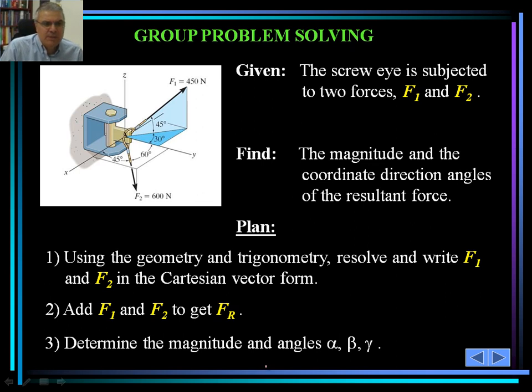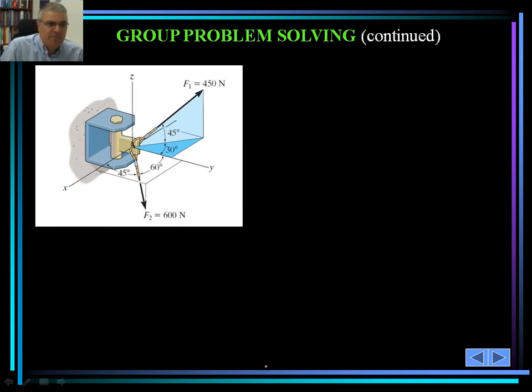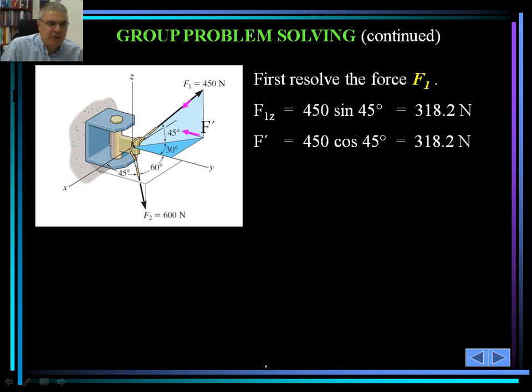So what's the plan here? The plan is we are going to use geometry and trigonometry. We're going to resolve and write F1 and F2 in Cartesian vector form. Then we add them to get F sub r, and then we determine the angles. That way we know the resultant force, both the magnitude and the direction. So first, let's resolve the force F1.